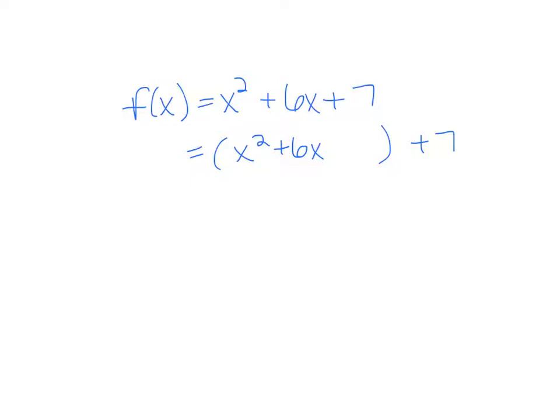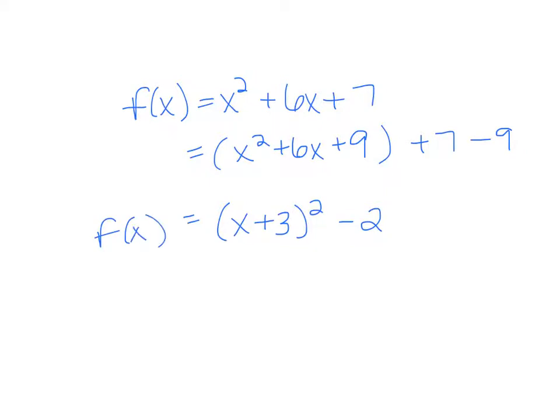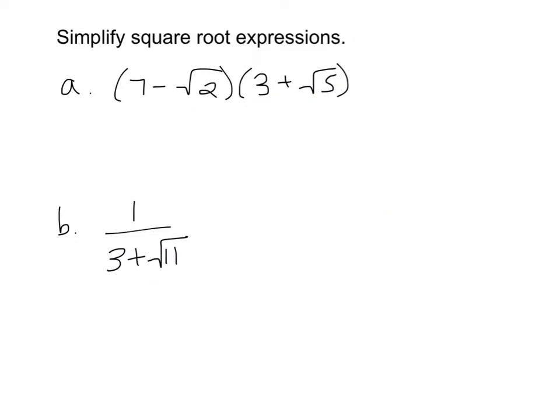We're going to half it, square it, add it. Half of 6 is 3, squared is 9. And since we added it, we're going to have to subtract it over here. And then we're going to factor that as x plus 3 squared, and then add up the 7 and negative 9. And so there we went from standard form to vertex form. So pretty easy. Let's look at your next questions on the review.